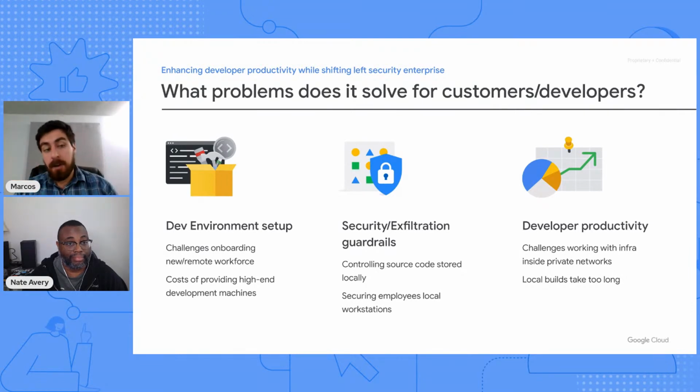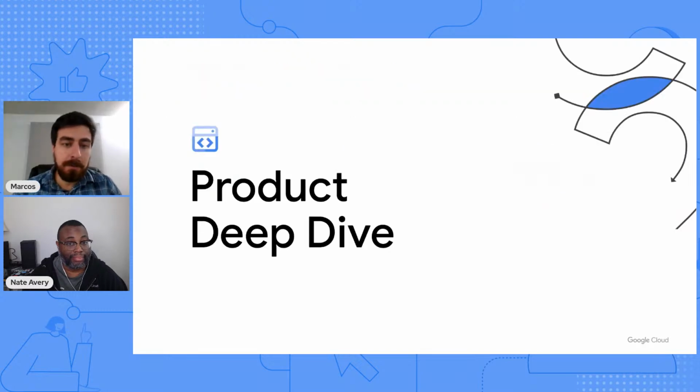The next thing here is developer productivity. There are two key areas. One is to make it easier for developers to work with private infrastructure inside the networks while meeting the security guardrails and policies of your company. And the second is just providing bigger, beefier machines with faster network connectivity just for builds to be able to happen faster, right? So moving on here.